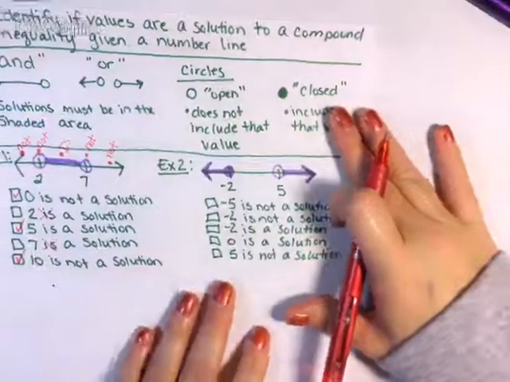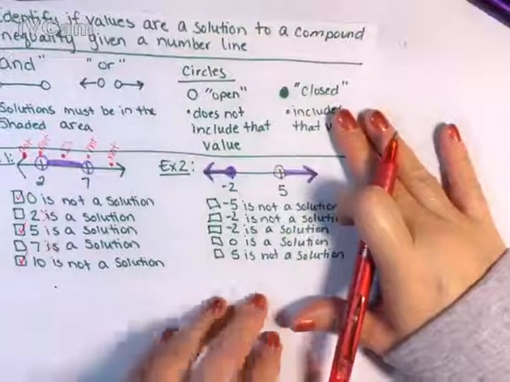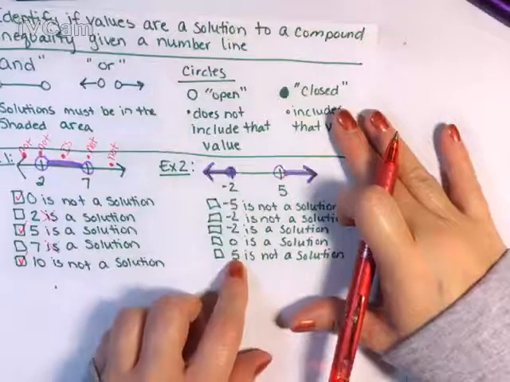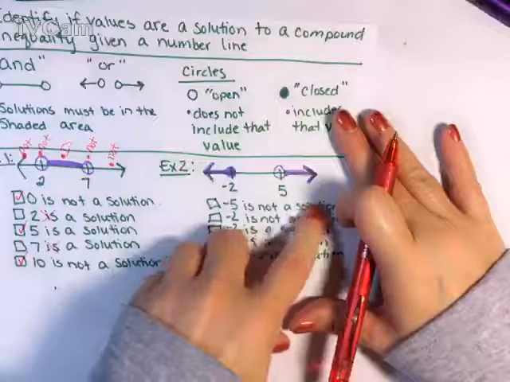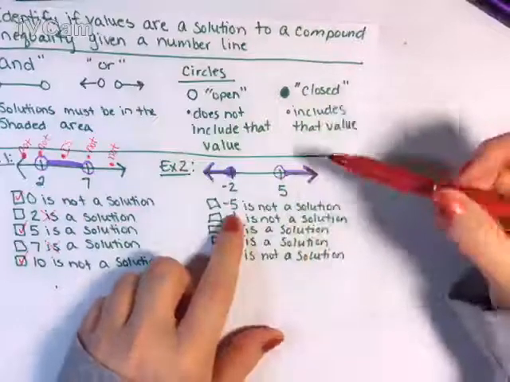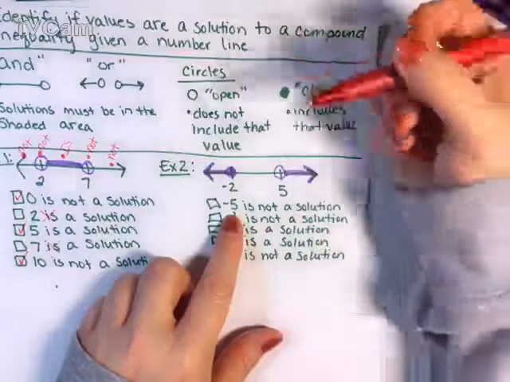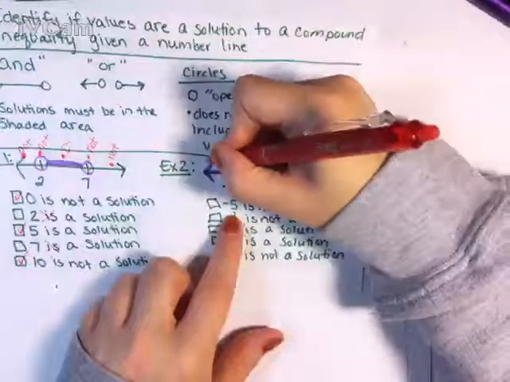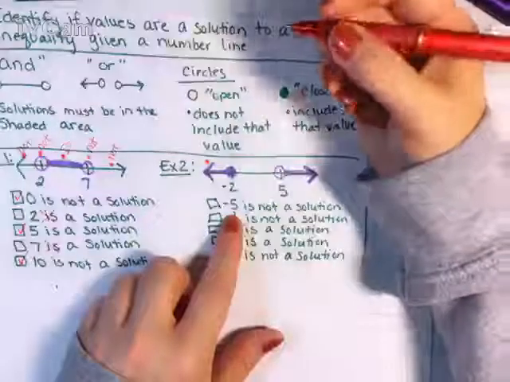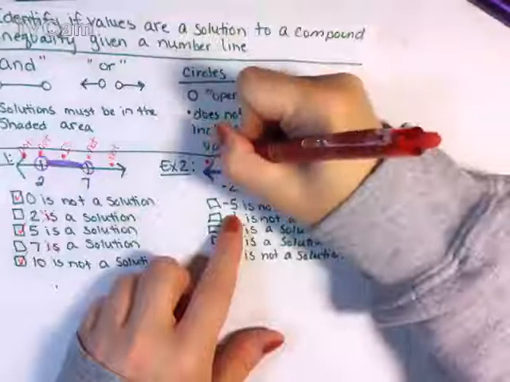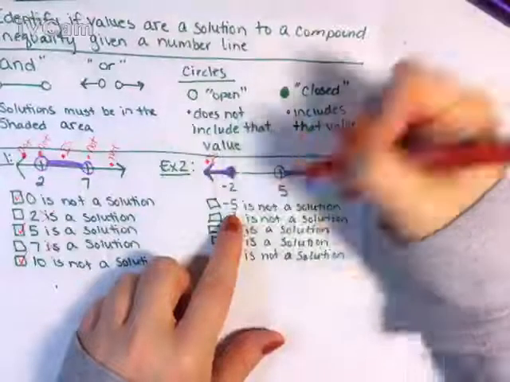Okay, looking at example 2, we're going to do the same thing. So we're going to identify where these points are on our number line and then see if it's in the shaded area or not to see if these are true statements. So for -5, it would be somewhere over here. So that is in the shaded area, so this is a solution. So this is a false statement.